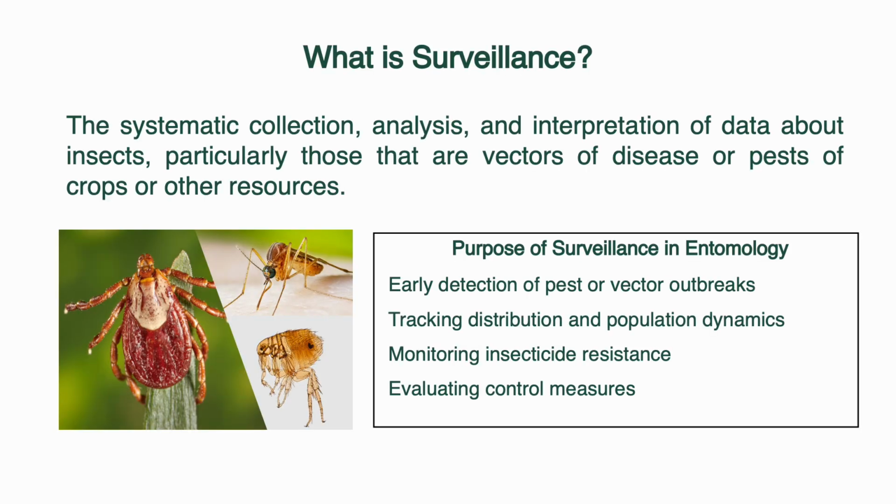Vector surveillance refers to the systematic process of collecting, analyzing, and interpreting information about insects, particularly those that act as disease vectors or agricultural pests. Entomological surveillance plays a central role in vector-borne disease control programs. Through this process, specialists can detect outbreaks at an early stage, track how vector populations change over time and space, monitor whether these vectors are becoming resistant to insecticides, and evaluate how effective current control measures truly are.